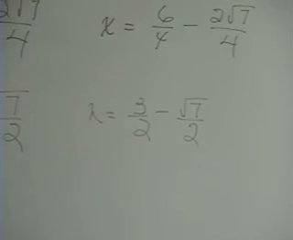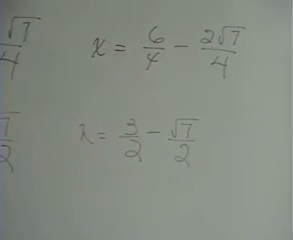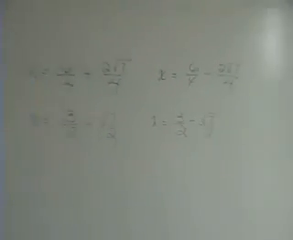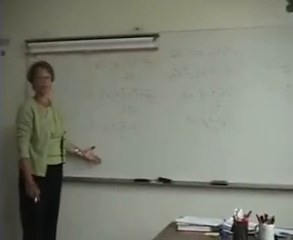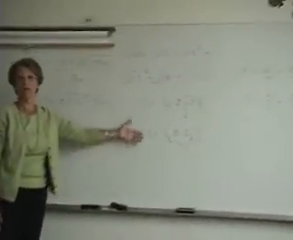And that's how we use the quadratic formula. Write it in the form of ax squared plus bx plus c equals 0. Identify your values of a, b, and c. Substitute it in the formula. Solve and simplify.